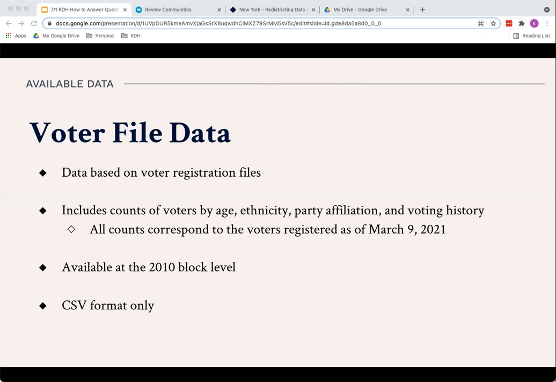The voter file data is individual level data that we have aggregated up to the census block level using 2010 census blocks. We do plan to do it at the 2020 level. We're just waiting on L2. This file includes information regarding the count of voters by age group, ethnicity, party affiliation, and election voting history. RDH retrieved the data from L2 and all counts correspond to the voters registered as of March 9th, 2021. We only have the CSV format available for this data set.